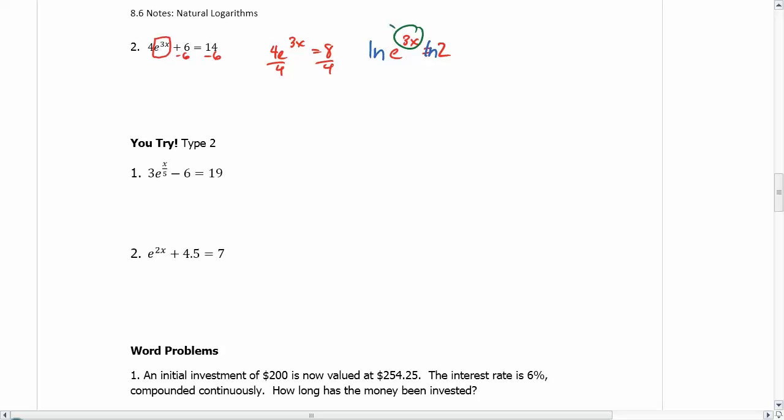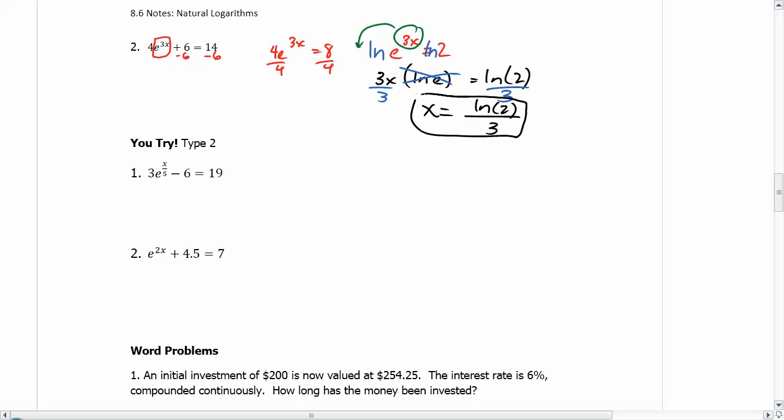This exponent 3x can come down in front. So we have 3x times the natural log of e equals the natural log of 2. Okay, the natural log of e is 1, so we can cancel it out, and we can divide both sides by 3. So we get x equals the natural log of 2 over 3. And again, you can plug that into your calculator. Make sure this closing parentheses is on it first before you divide by 3. Okay, the u-tries work out the same way.